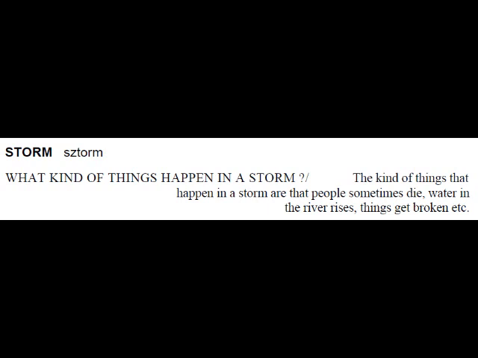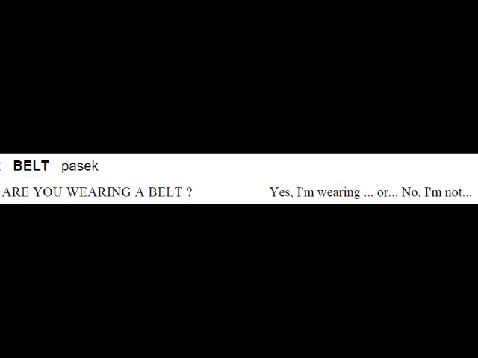Storm. What kind of things happen in a storm? The kind of things that happen in a storm are that people sometimes die, water in the river rises, things get broken, etc. Belt. Are you wearing a belt? Yes, I'm wearing a belt. Or, no, I'm not wearing a belt.